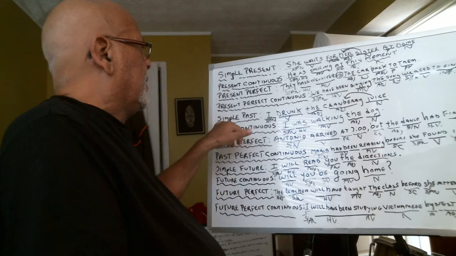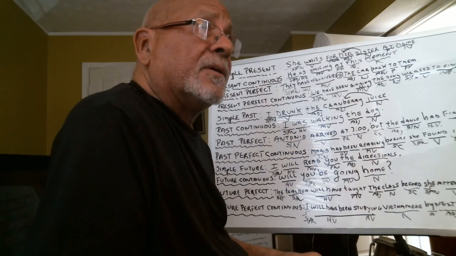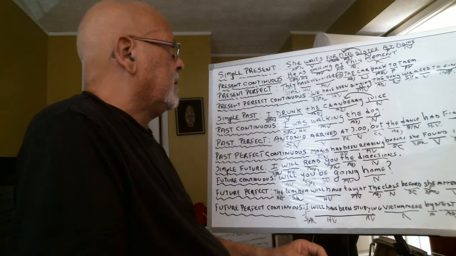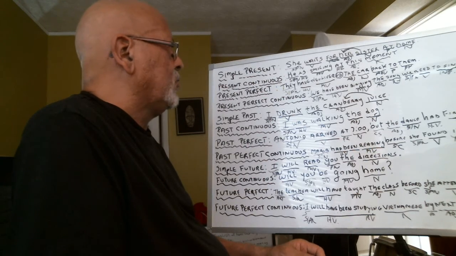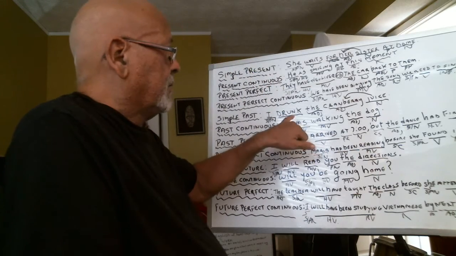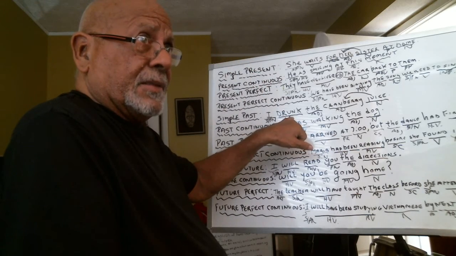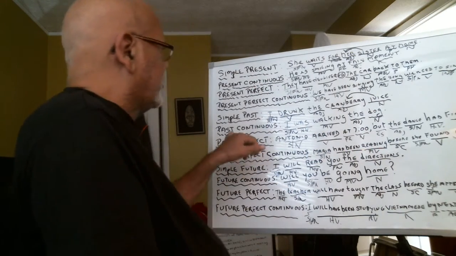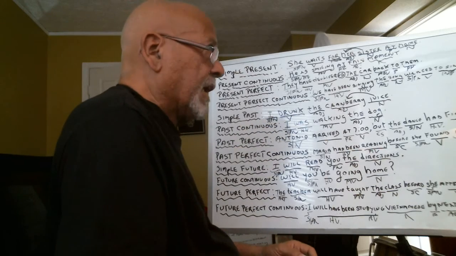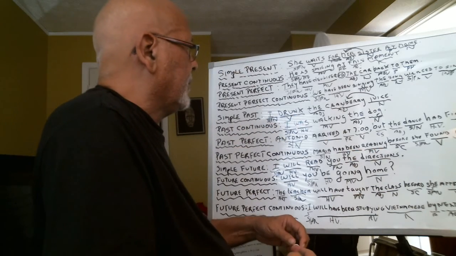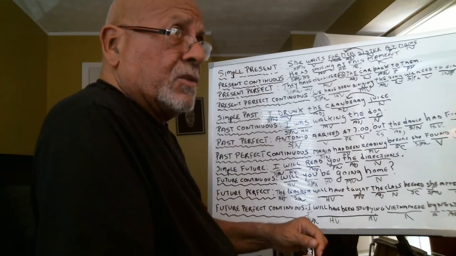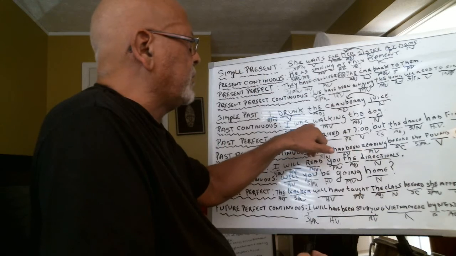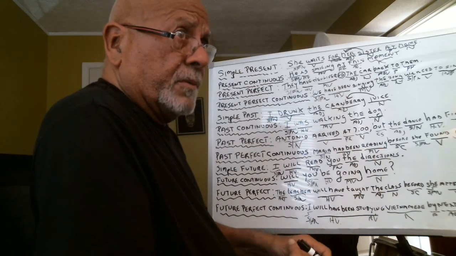Simple past. I drank the cranberry juice. One verb. The verb is irregular, not regular. Past continuous. Helping verbs was, were. I was walking the dog. Helping verb was, walking main verb.